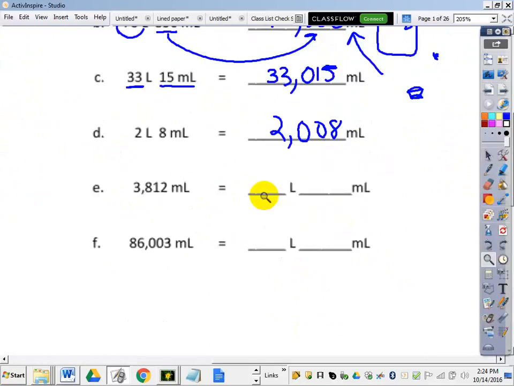Oh, there's some more on this page. Let me see if we can change this back. We know those are milliliters. So we know we can keep 812. So we know this part. And this part really represents what can be known as the liters. You can go ahead and fill those in. Go ahead and pause the video if you need to.